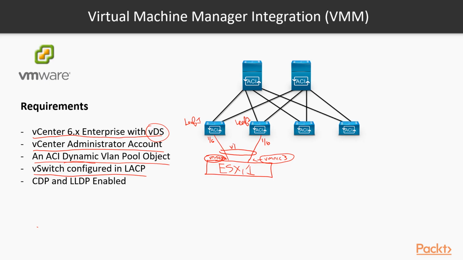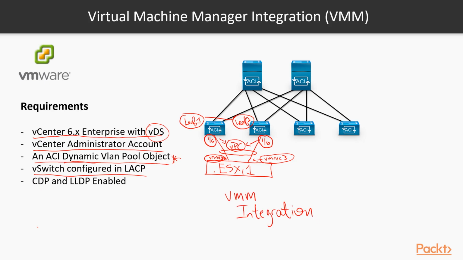And this is a VPC, which means we need to configure an interface policy group that is a VPC, an interface profile, associate ports 1/6 to this VPC policy group, and attach the interface profile to my switch profile that has both leaf 1 and leaf 2. Once we do that, then we create an attachable entity profile in which we are going to assign the dynamic VLAN pool object. Once we have all those prerequisites, we can go ahead and configure the VMM integration.